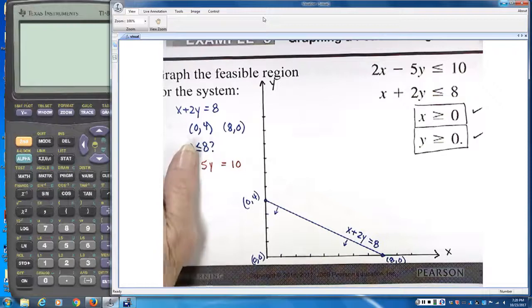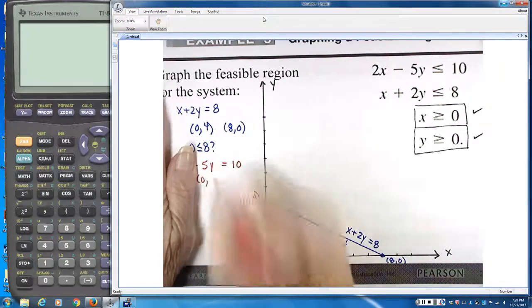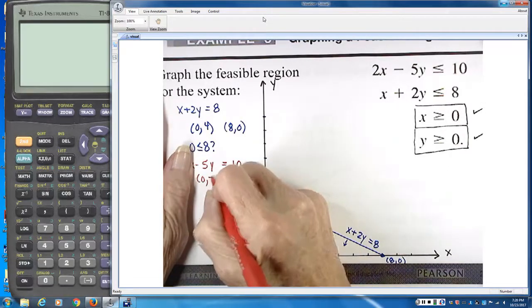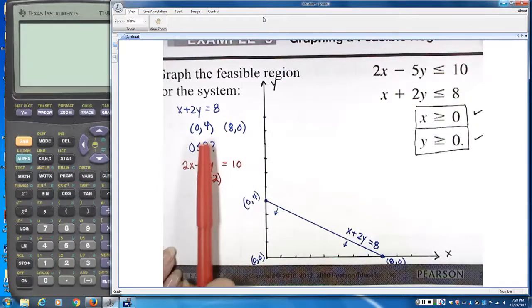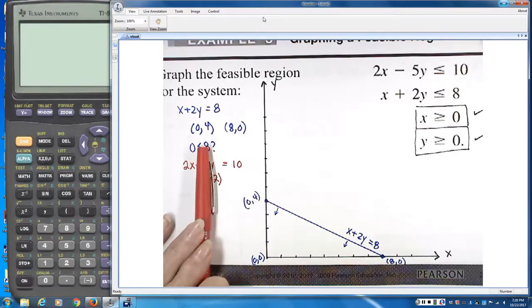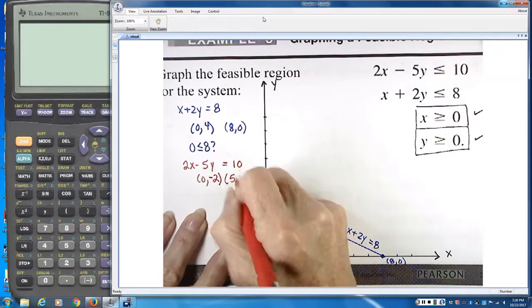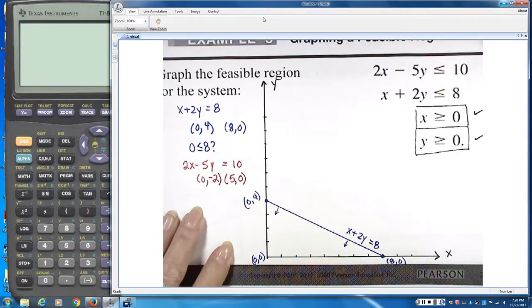If I let x be 0, then negative 5y is equal to 10. That means y is equal to negative 2. And if I let y be 0, then 2x equals 10, and x is equal to 5. So I need to plot the 2 points.